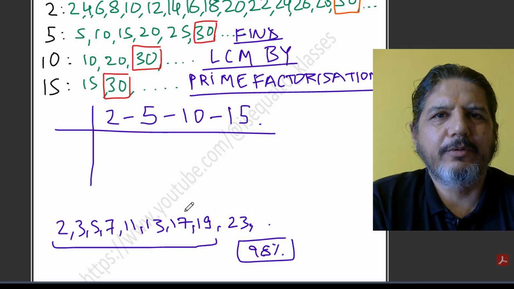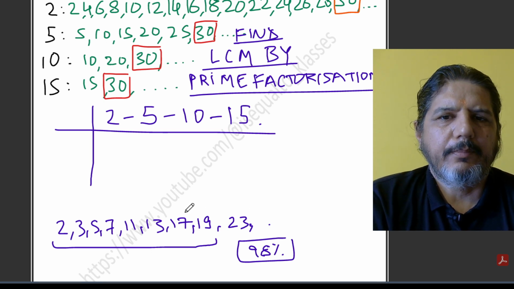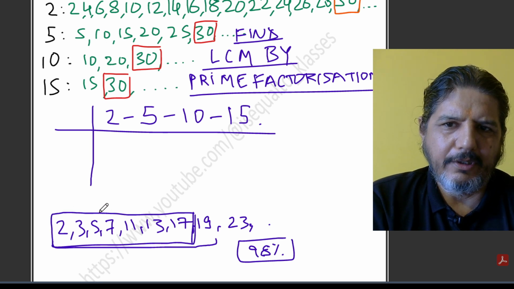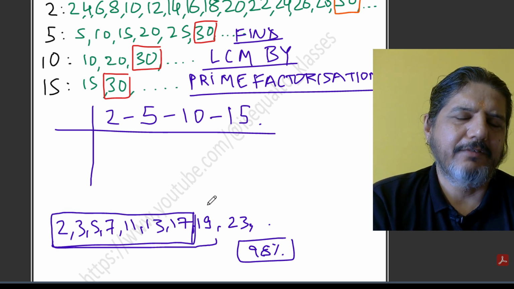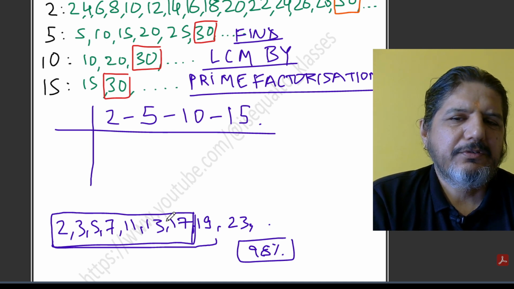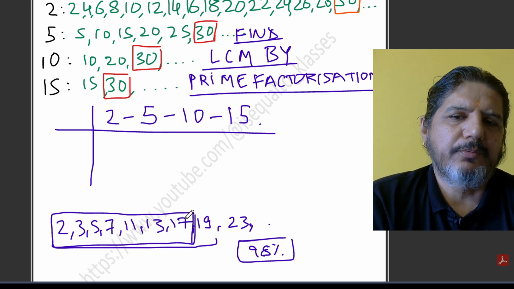So usually when you are trying to find LCM by prime factorization, these are all the numbers that you require: 2, 3, 5, 7, 11, 13, 17. Not even 17 at times; the process basically stops at 13.